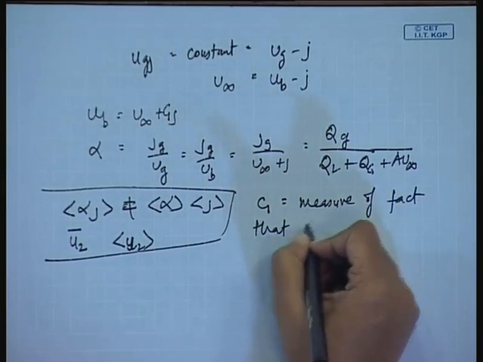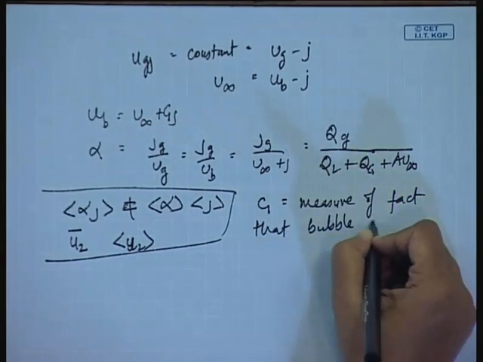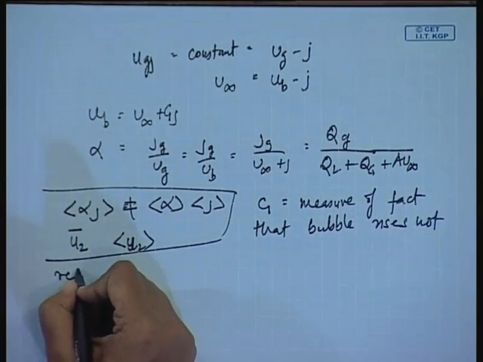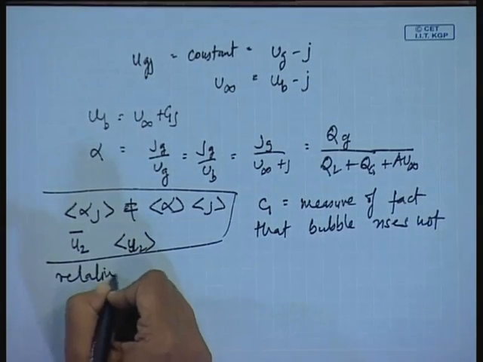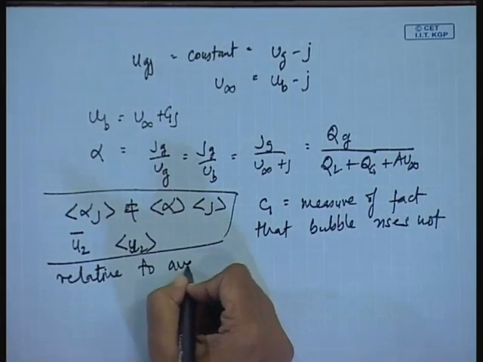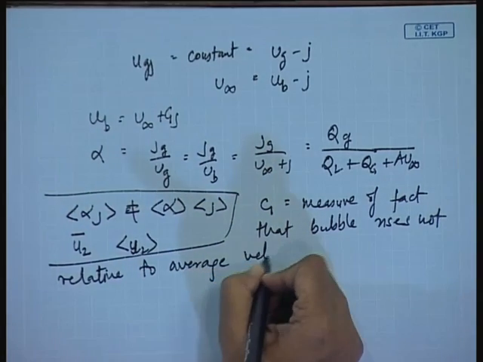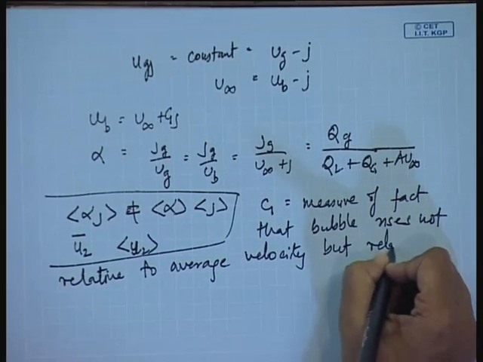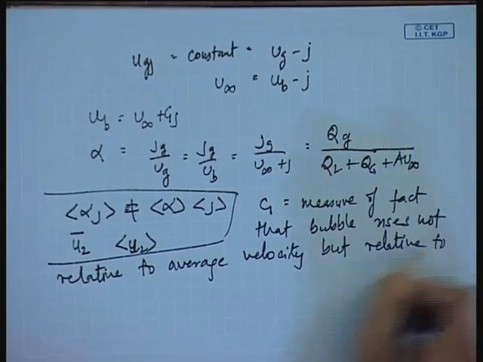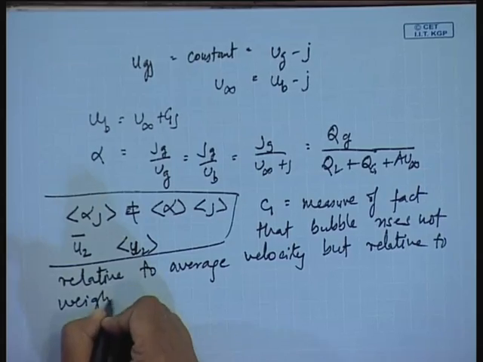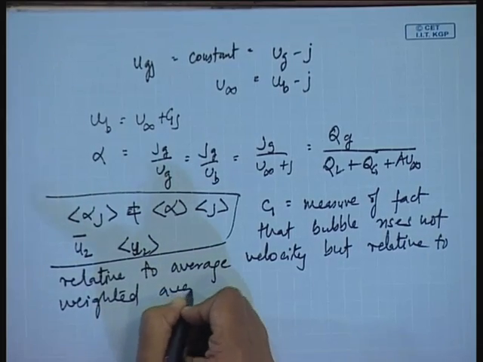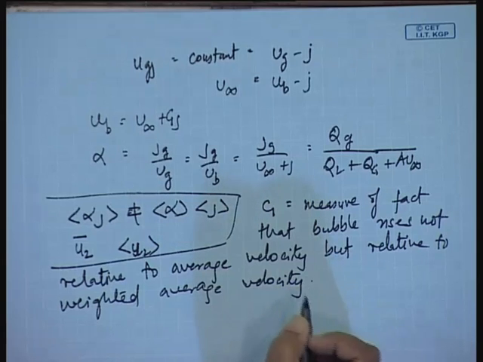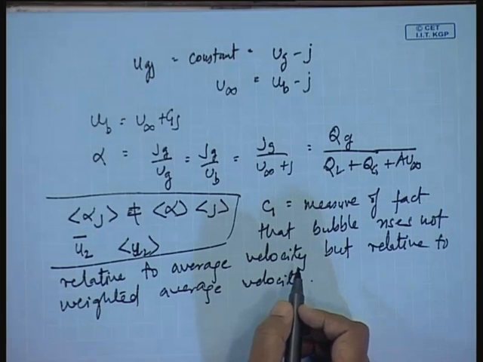that the bubble rises not relative to the average velocity, but relative to the weighted average velocity. Okay. So, therefore, we have to introduce a correction factor. Now, remember in the drift flux model also we had introduced a correction factor C0.